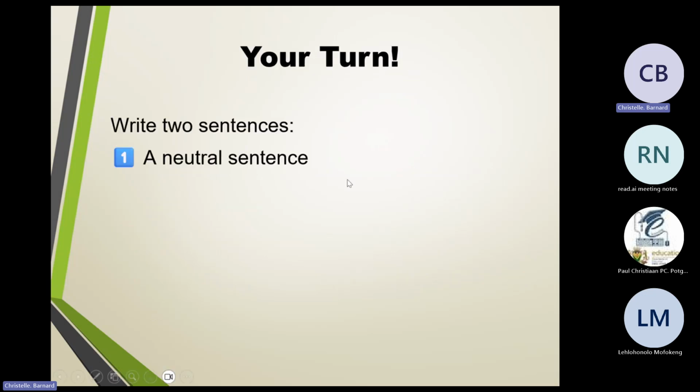Right, 2 sentences. Can you quickly think of a neutral sentence? A sentence, just a plain sentence without any descriptive words. Okay, I hope you have a sentence in mind or you've jotted it down. My sentence is, the cat was on the street. It's just plain, straightforward, no emotion, no description.